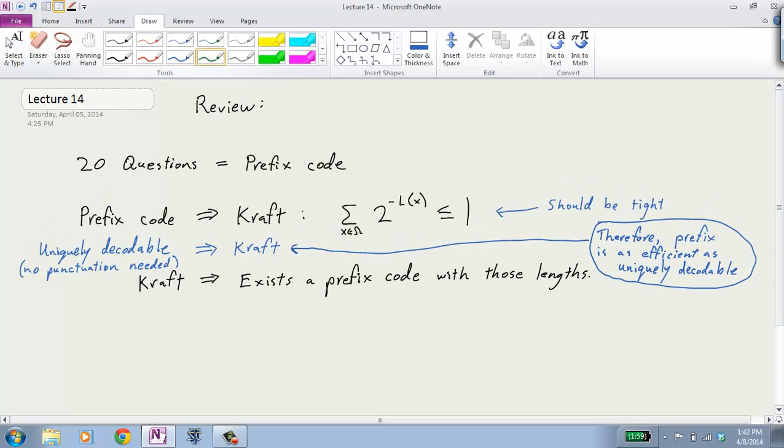Now, to illustrate here, this can be found by embedding in a binary tree.